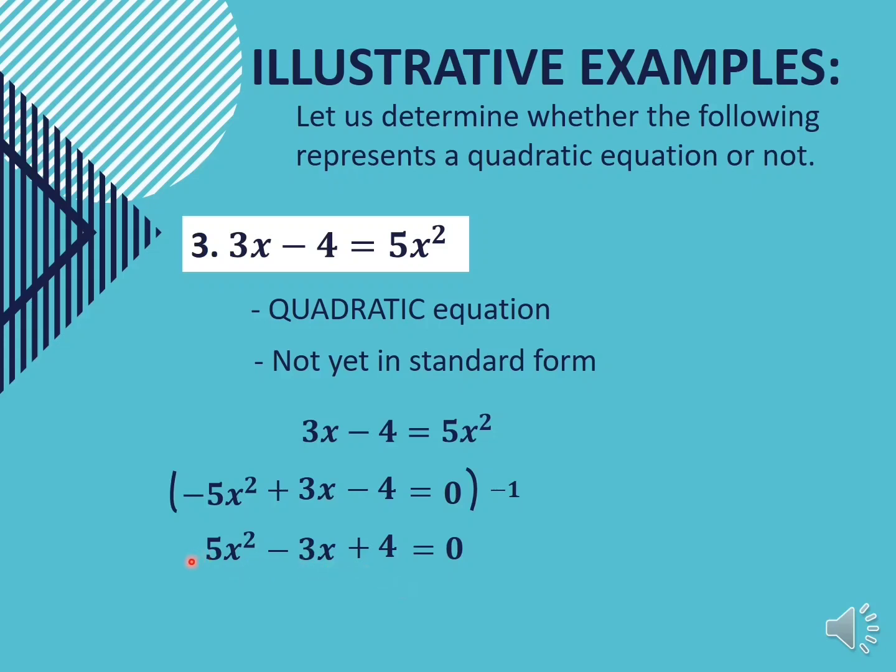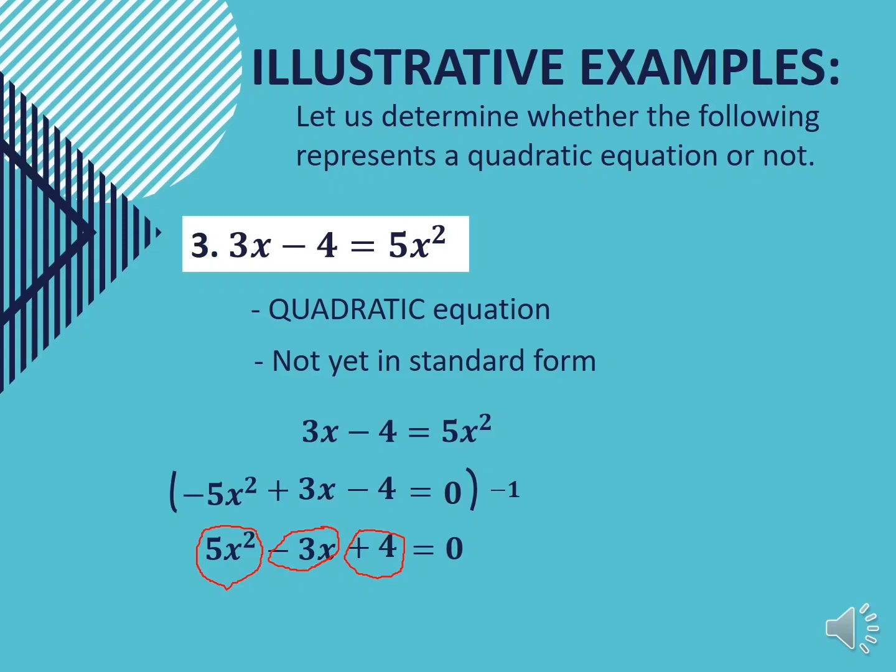So, ito na po yung ating standard form wherein ang ating quadratic term is 5x squared. Ang ating linear term is negative 3x. And our constant term is positive 4. Huwag niyong kakalimutan yung sign nila. Okay? Yung negative is para kay 3x. At yung positive ay para kay 4. Kung ano po yung nasa right nung ating mismong term, ay pagmamay-ari niya po iyon.